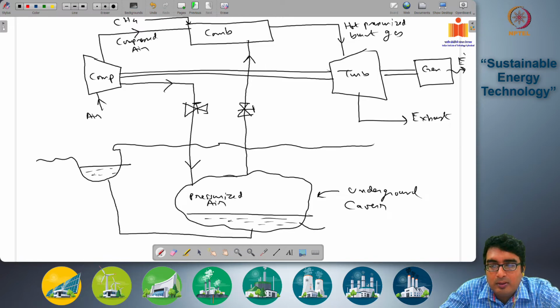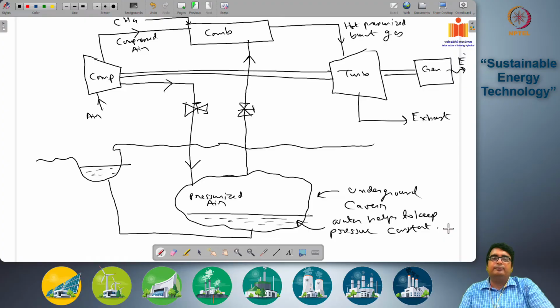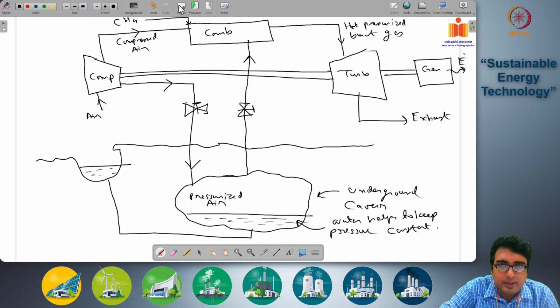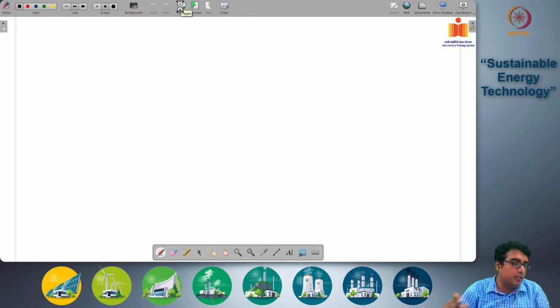So the water helps to keep pressure constant. Okay. And this water is connected to some overground reservoir. So there is a flow of water from the underground cavern to the reservoir. Okay. So this is the overall system of a compressed air energy storage facility. So let's just look into this in words.